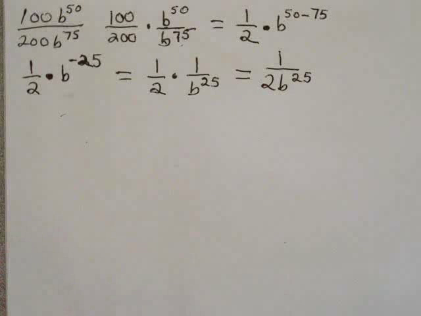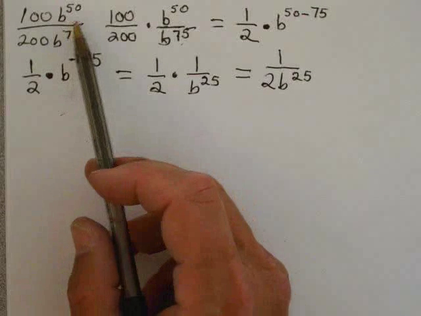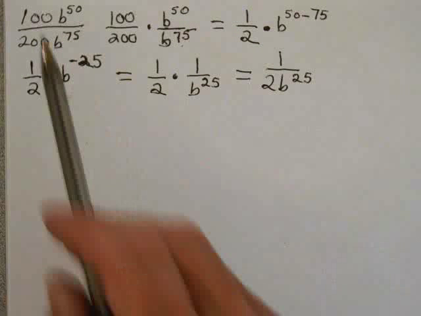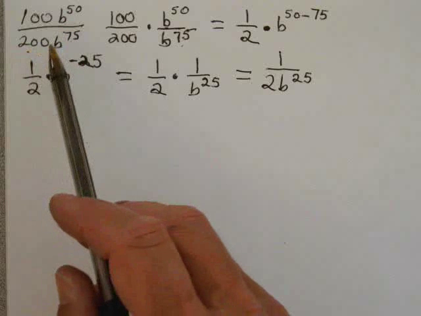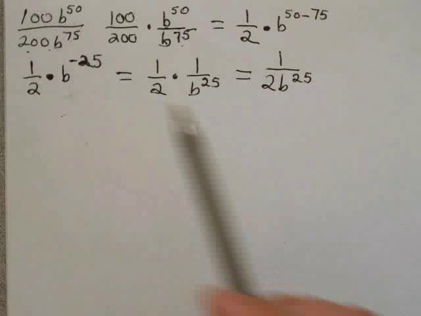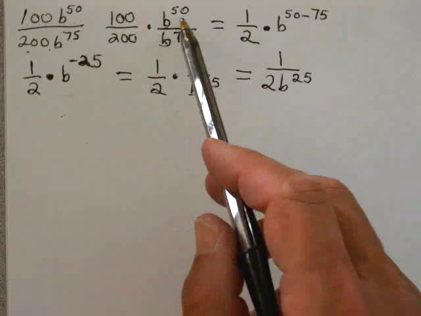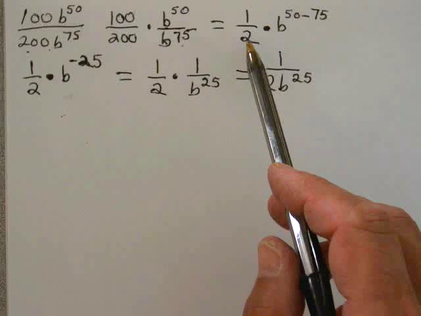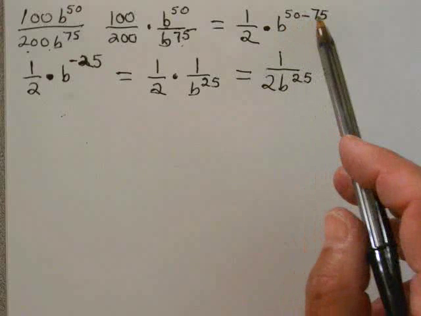So let me walk you through that again, step by step. I started off with 100b to the 50th over 200b to the 75th. And as I said, this is the same as 100 multiplied by b to the 50th power over 200 multiplied by b to the 75th power. I then broke that apart into 100 over 200 multiplied by b to the 50th power over b to the 75th. I simplified the 100 over 200 to 1/2, and then I subtracted my exponents, 50 minus 75.